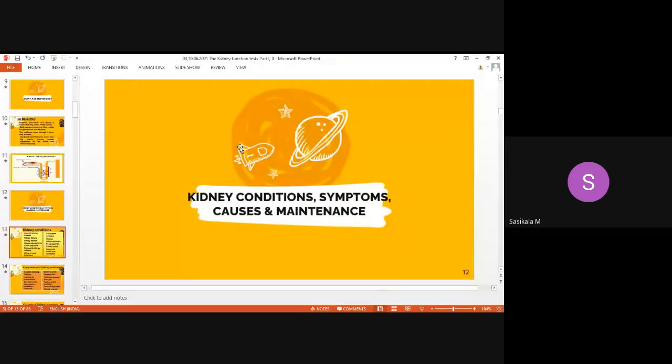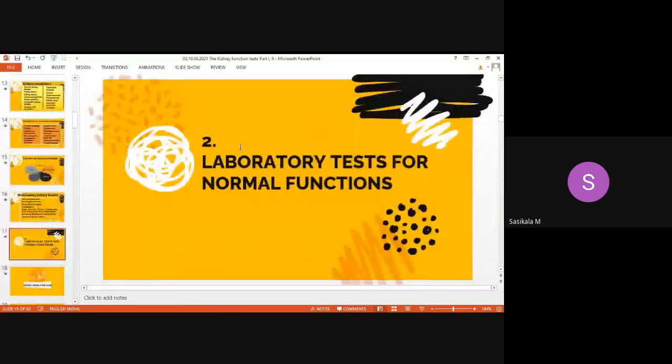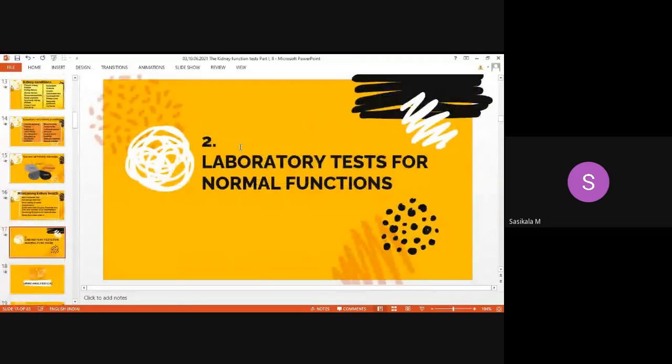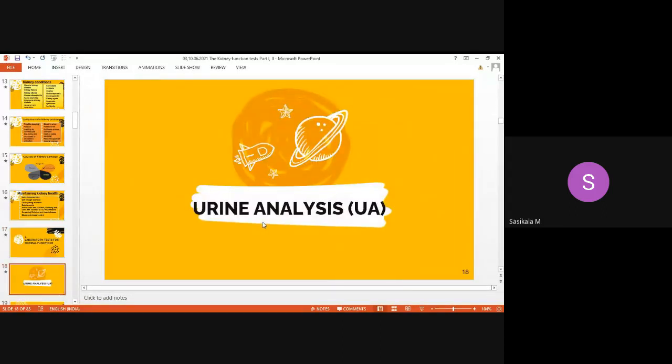If kidney failure occurs, if it is not functioning well, then definitely it will lead to some kidney disorders. So that is known by this diagnostic test. So let's see what all the tests are. The primary test is urine analysis.